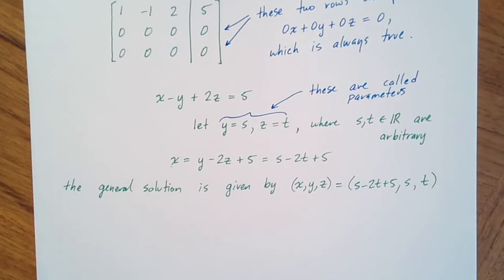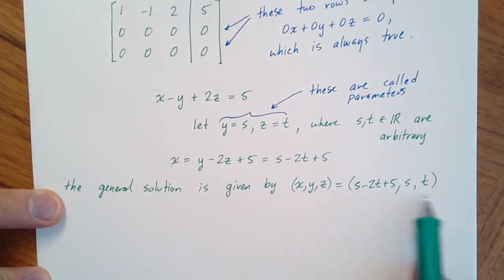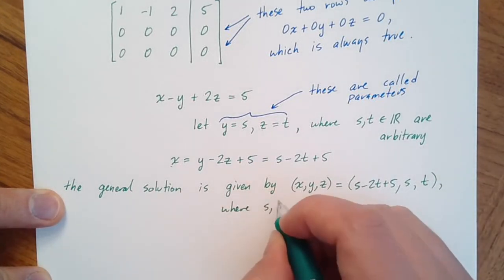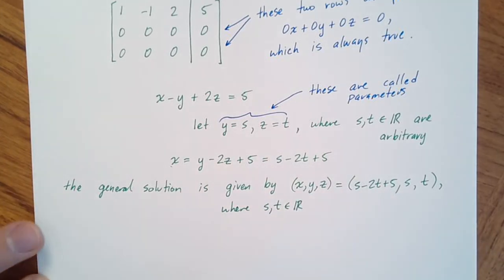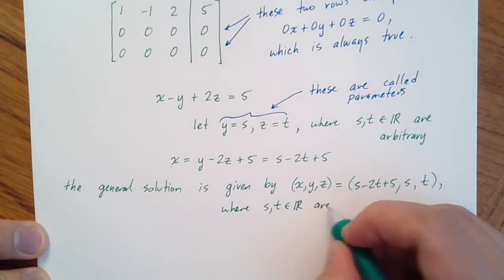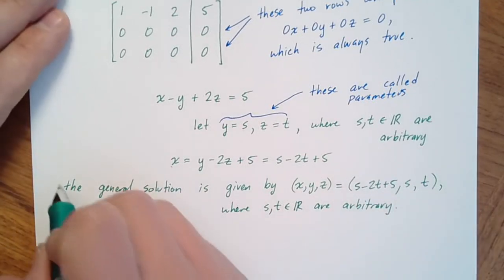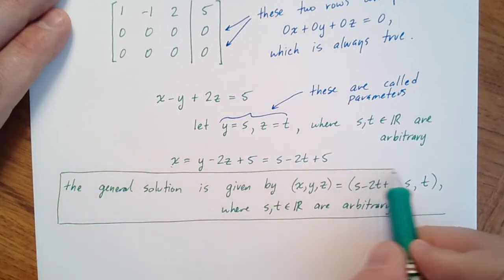Then, for good practice, to get in the habit of making sure all the important information is summarized at the end, I'm going to finish this sentence and say the general solution is given by this assignment, where s and t are parameters, or you can write just s and t in the reals are both arbitrary. And that's how you can finish this off. So that's what it means to write down the general solution to a linear system.